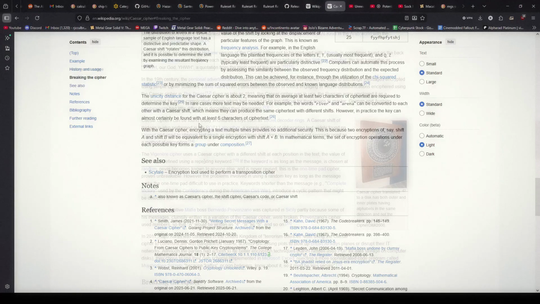With the Caesar cipher, encrypting a text multiple times provides no additional security, because two encryptions of, say, shift A and shift B will be equivalent to a single encryption with shift A plus B. In mathematical terms, the set of encryption operations under each possible key forms a group under composition.